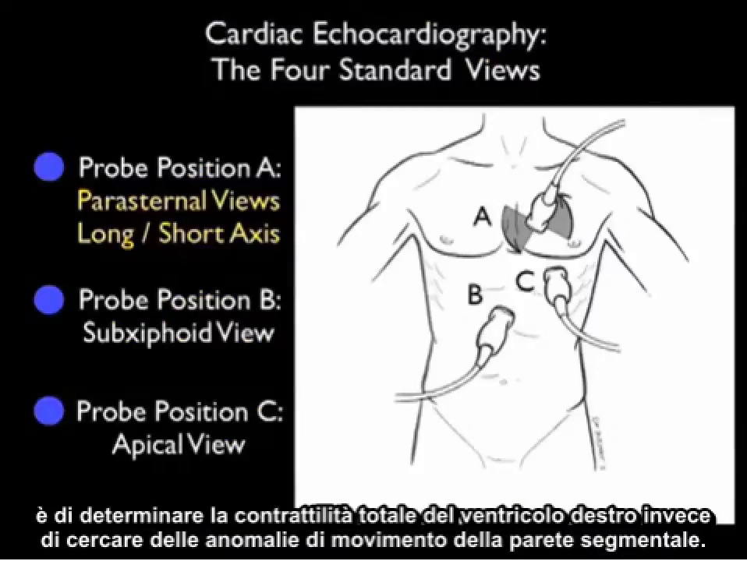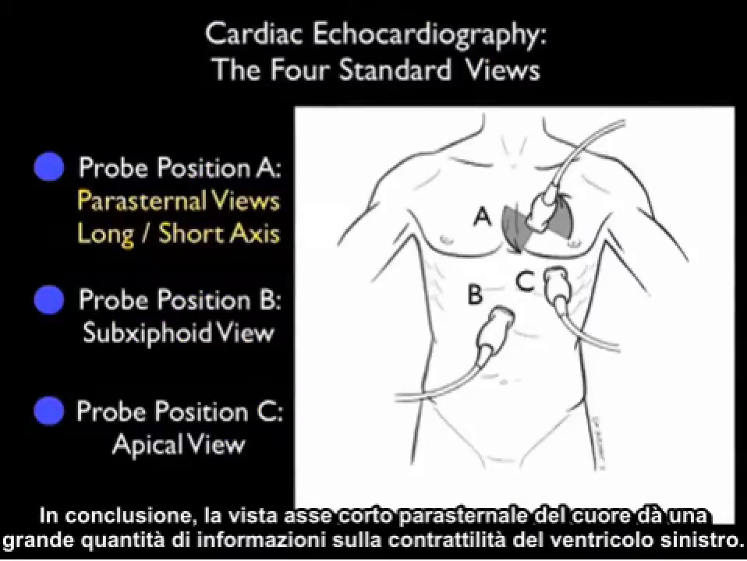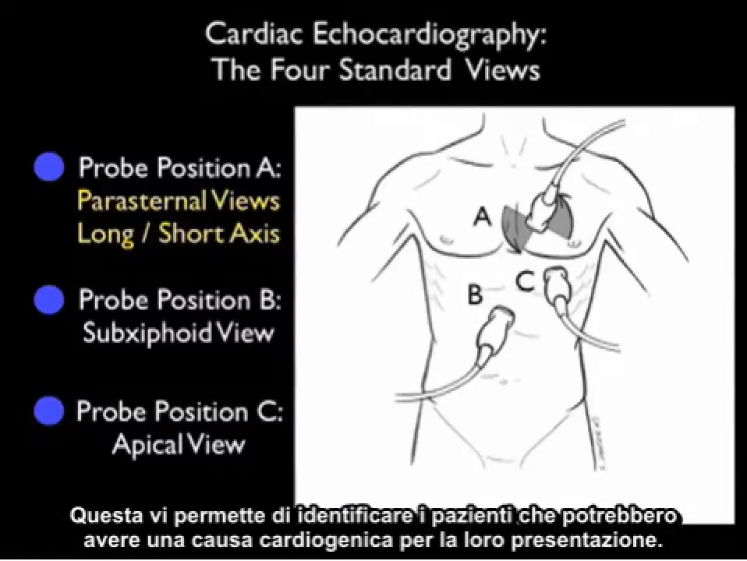wall motion abnormalities. So in conclusion, the parasternal short axis view of the heart gives a great deal of information about the contractility of the left ventricle. This will allow you to identify patients who may have a cardiogenic cause for their presentation.